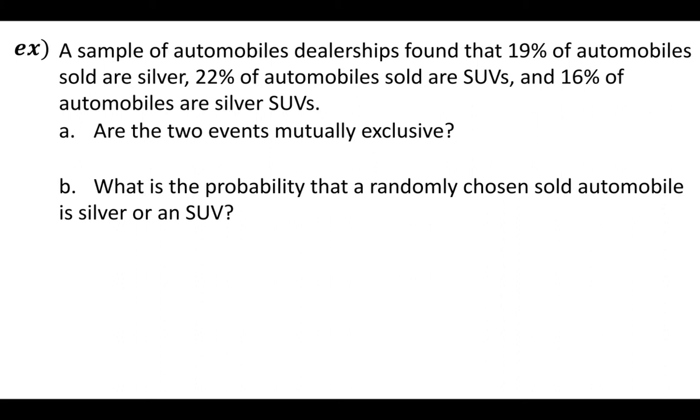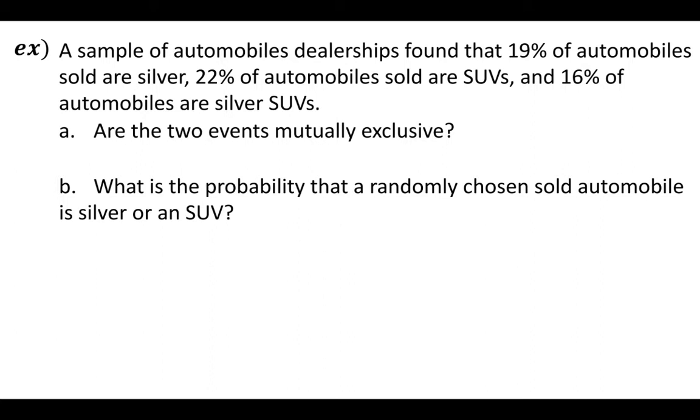All right, we're going to go through and do some more. So first example: a sample of automobile dealerships found that 19% of automobiles sold are silver, so the color is silver. And also found that 22% of automobiles sold are SUVs. And 16% of automobiles are silver SUVs. So it's saying 16% are both silver and an SUV. So the first question is, are the events mutually exclusive? In other words, can these not overlap each other? Could you not have a car that is silver and an SUV at the same time?